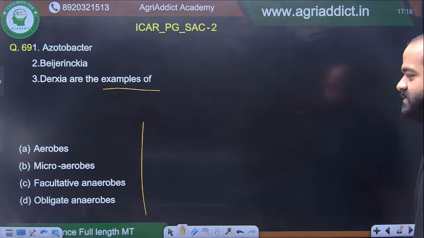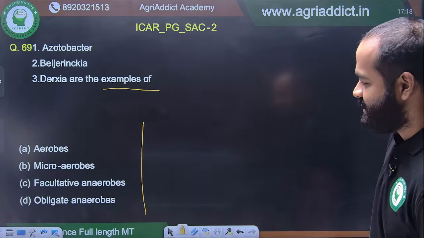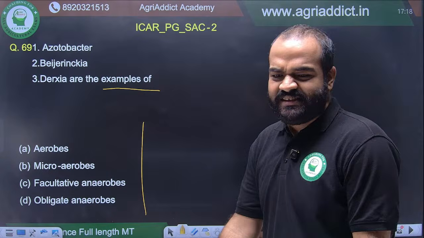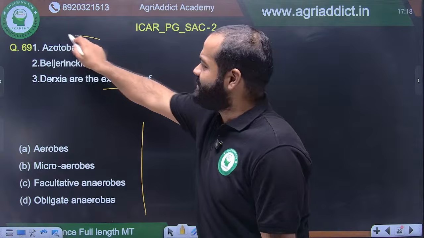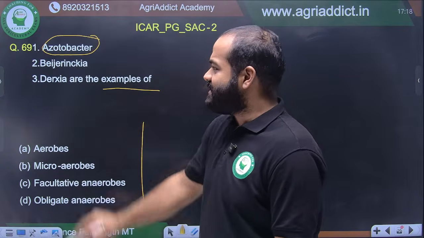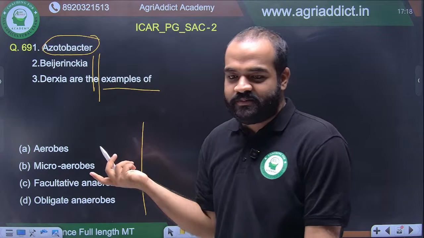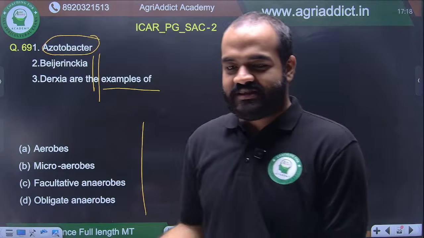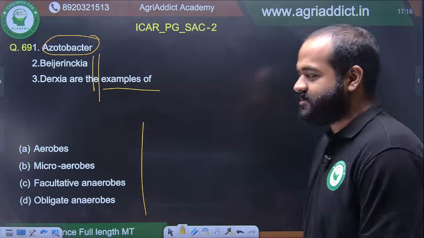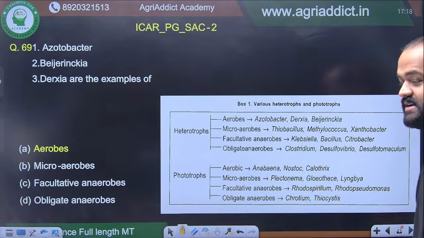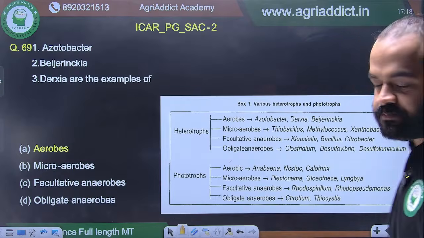Aerobes, microaerobes, facultative aerobes, obligate aerobes, anaerobes. I don't think you need much time for this because the first one only gives the answer. Even if you don't know the other two, no problem. Everyone knows Azotobacter. When we start reading, we know Azotobacter is free living and aerobic, right? So this is option A.